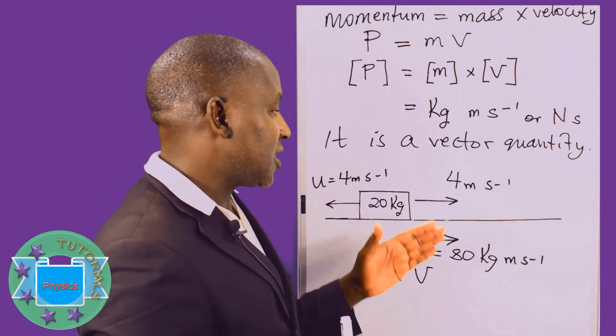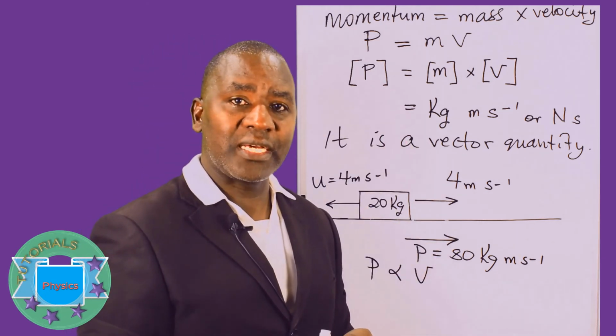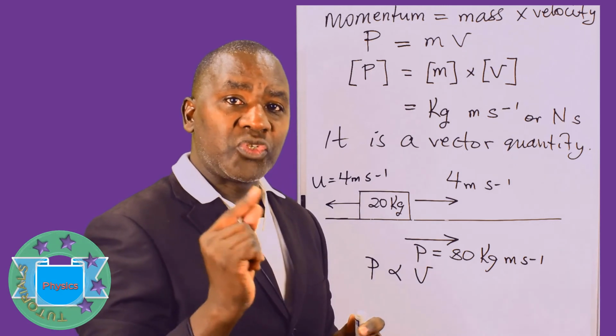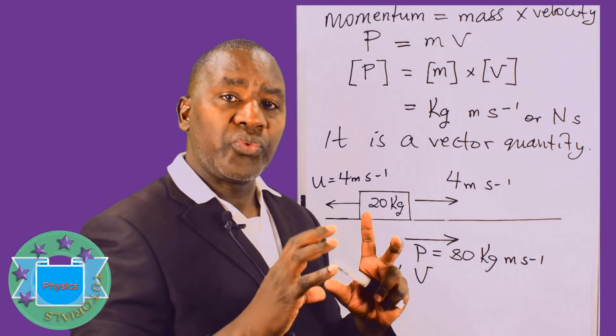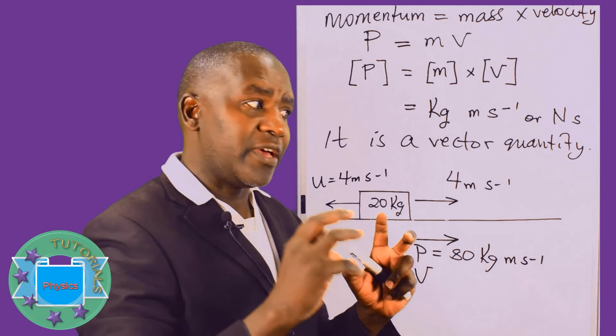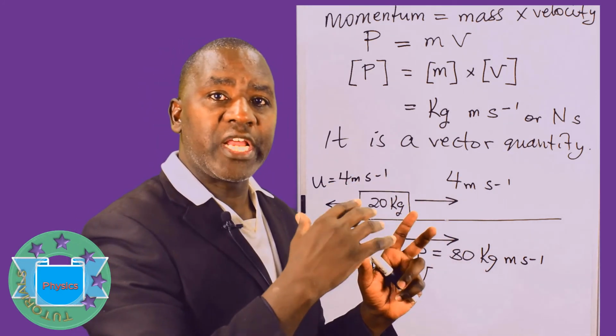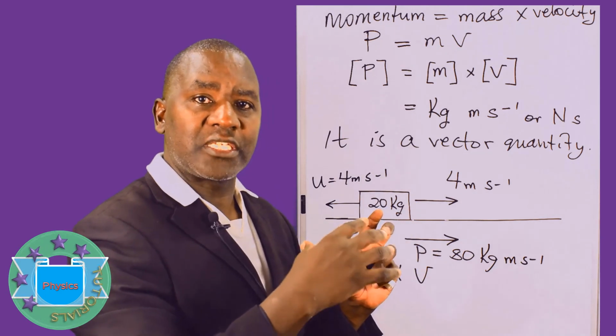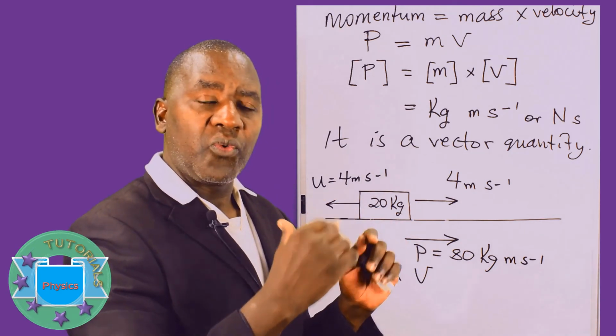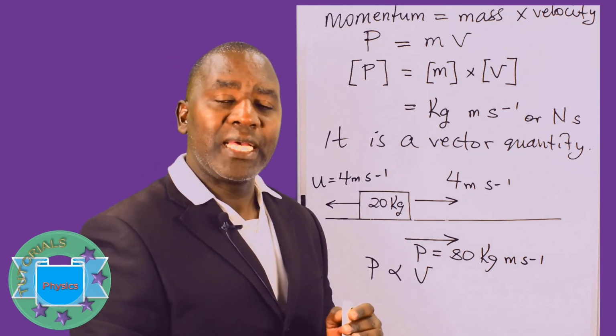So those are the basics as far as momentum is concerned. In the next video, I'm going to look at how we add the momentum of various particles in a given system. How do we add them when we are given that momentum is a vector?